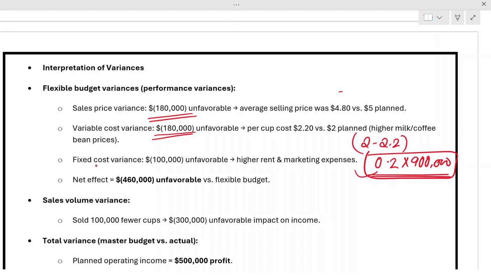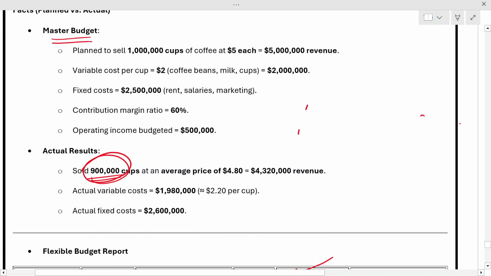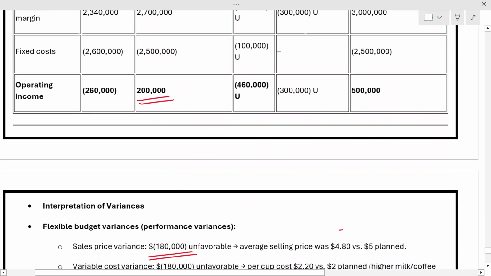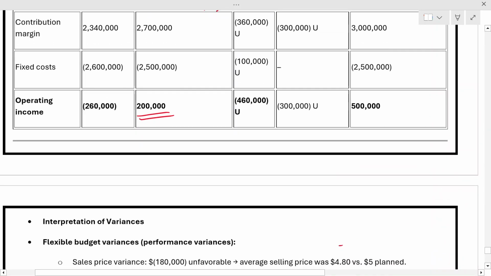In the case of fixed cost, the number of units does not matter, that is simply the differential. The fixed cost we planned was 2.5 million, but actually we spent 2.6 million. So the differential is $100,000 for the fixed cost, which is shown here. And finally, the net effect, if you take all these accounts together, is a 460,000 unfavorable impact on the price. So that is what you know as of now.